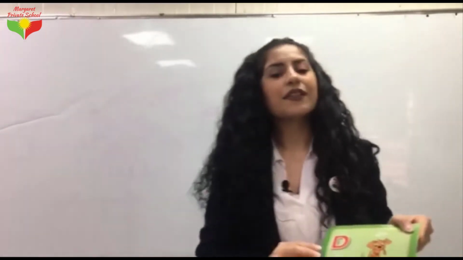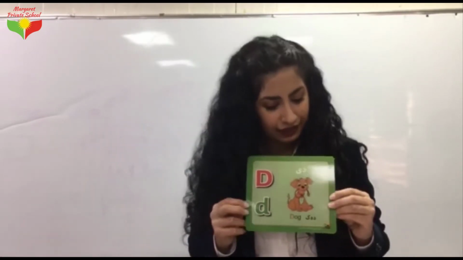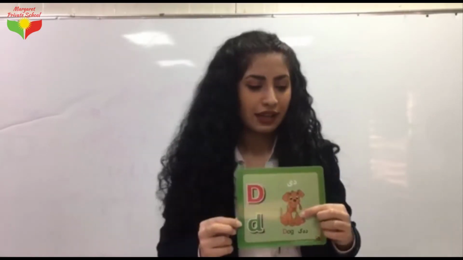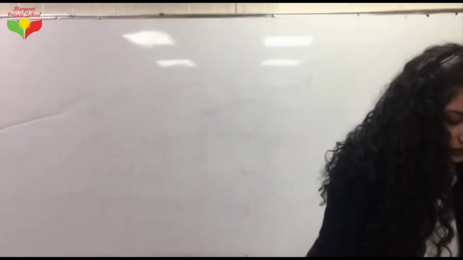Okay, another one. What about this one? What letter is this? It has a big stomach. Excellent. This is letter D. Capital D, small d. And the sound of letter D is D. Dog.